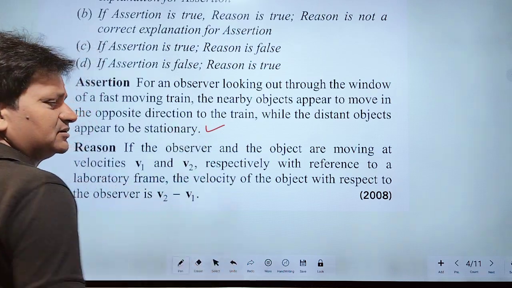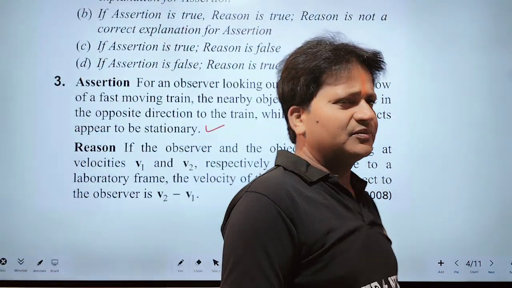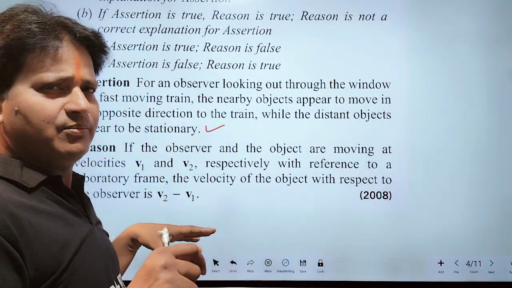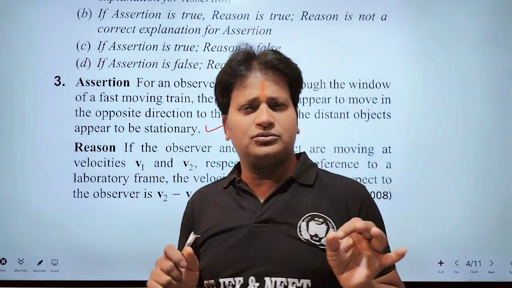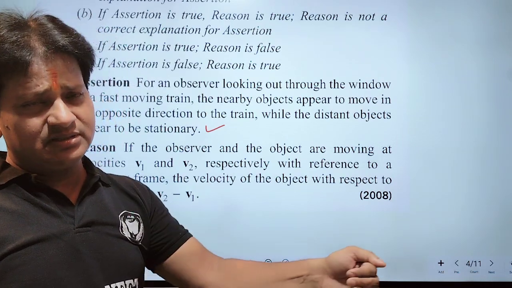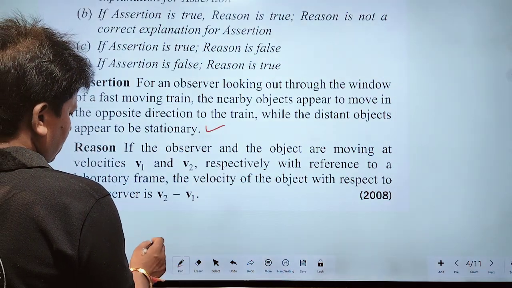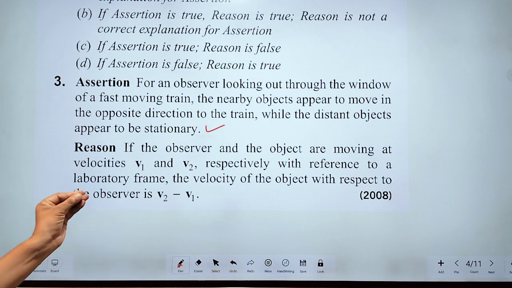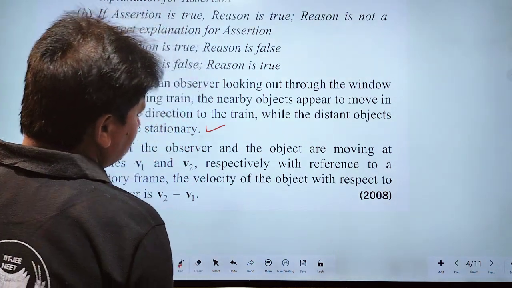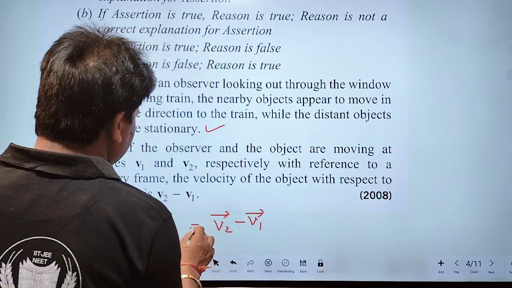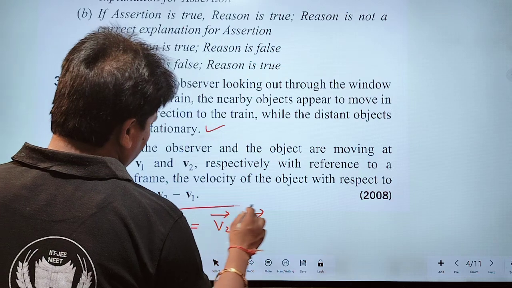Therefore, this statement is correct. You can observe it in daily life: if you are going on a road by bike, you can observe the road moving in backward direction. Reason: if the observer and object are moving at velocities v1 and v2 respectively with reference to the laboratory frame, the velocity of the object with respect to the observer is v2 minus v1. This is also correct. The relative velocity of 2 with respect to 1 is v2 minus v1.